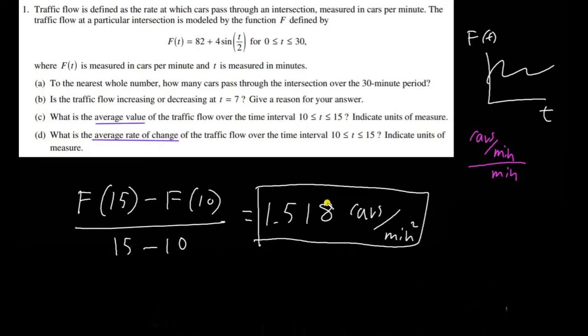So this was a 1 point question, just 1 point for the right answer. And then for both parts C and D, if you included the right units, that would net you an extra point. Okay, that was the end of question 1. Let's move on to question 2.